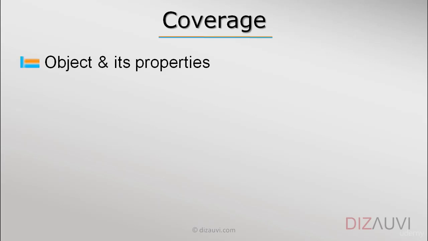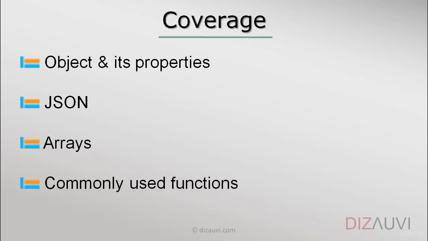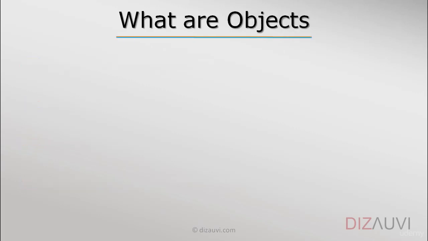In this chapter, we will talk about objects and some of its properties, the JavaScript Object Notation, popularly known as JSON, array implementation in JavaScript, and some properties and functions that work on arrays. This chapter and the following ones should be quite interesting to people who come from a C or C-type language background. So let's start.